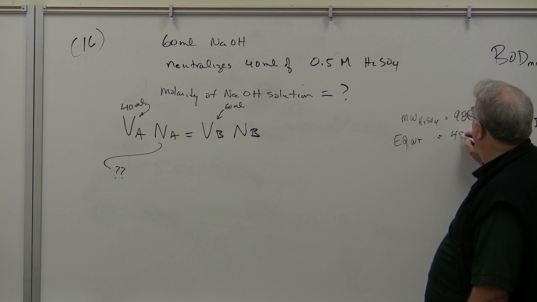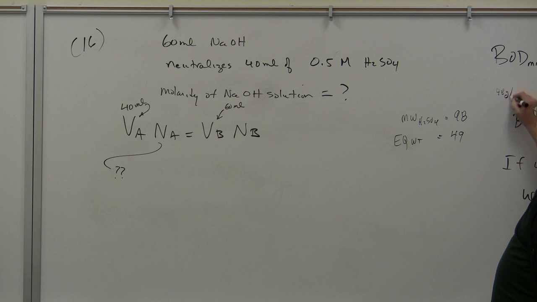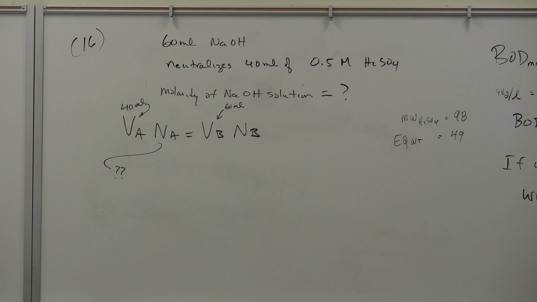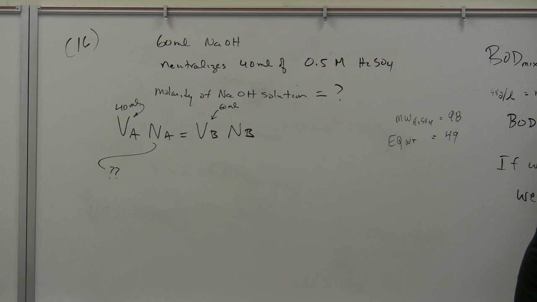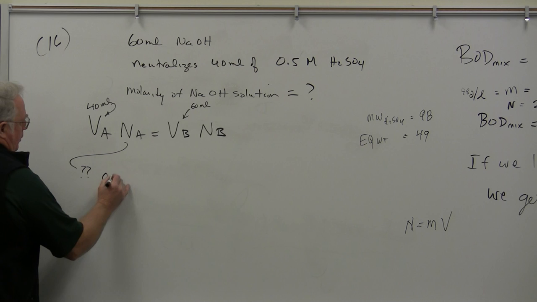is 49. Okay? So if I have 98 grams of H2SO4 in a liter of solution, its molarity is what? 1. Because there's 1 mole of acid per liter of solution. What would its normality be? 2, because the equivalent weight is 49. So how many gram equivalents do we have in 98? 2. So normality equals molarity times valence. Okay? So if it's 0.5 molar, what's its normality? 1. The normality is 0.5 times 2, or 1.